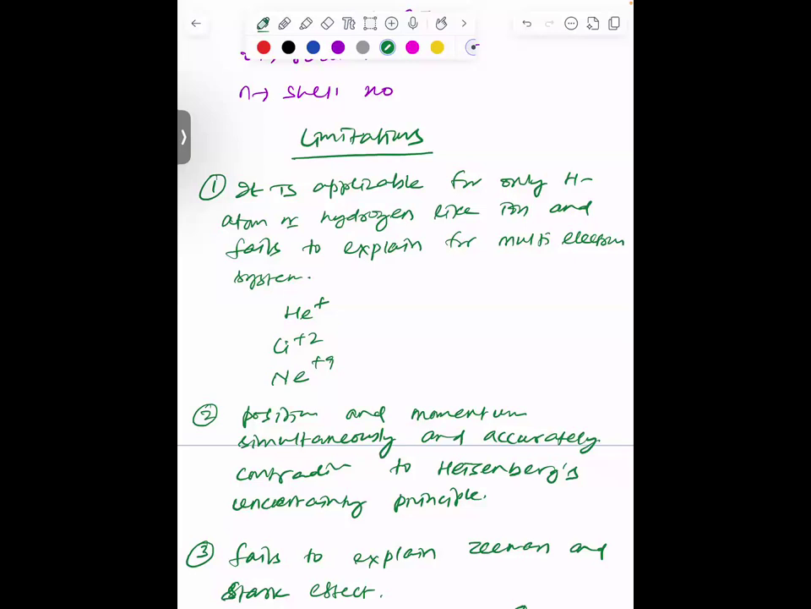Hydrogen-like ions are also single electron systems, such as He plus, lithium 2 plus, beryllium 3 plus. It is applicable for them. If we see a multi electron system, like a helium atom or a lithium atom, then this model is not applicable. Okay. The second is that there is one concept or principle, that is Heisenberg's uncertainty principle.